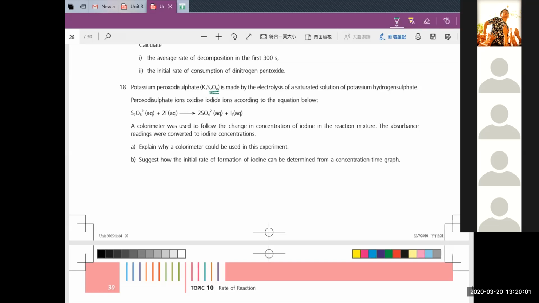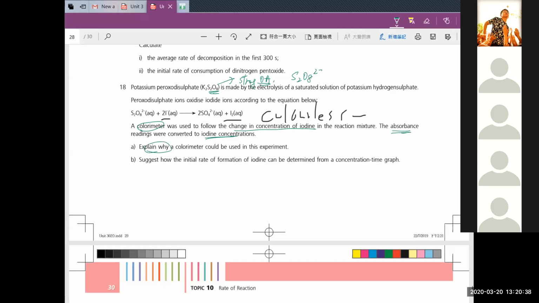Peroxodisulfate is a type of very strong oxidizing agent, with the formula S2O8 2-. It can oxidize, for example, iodide to form sulfate and iodine. The instrument used to monitor the reaction is a colorimeter. The colorimeter was used to follow the change in concentration of iodine. The absorbance will be measured and converted to iodine concentration.